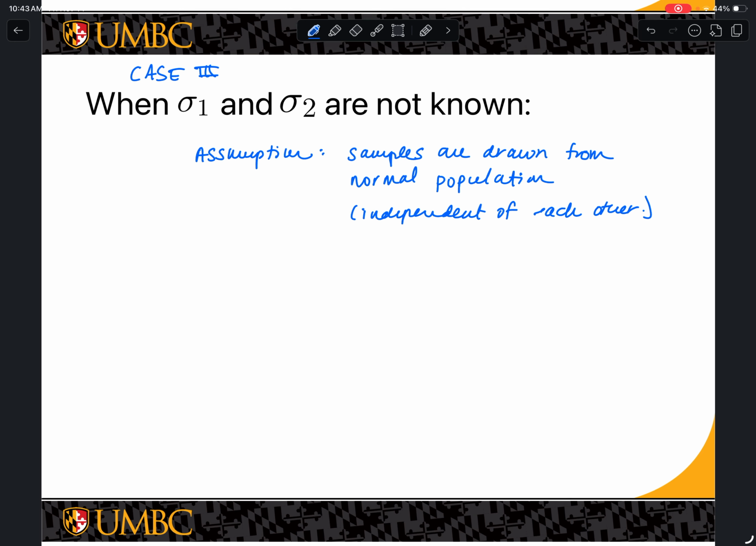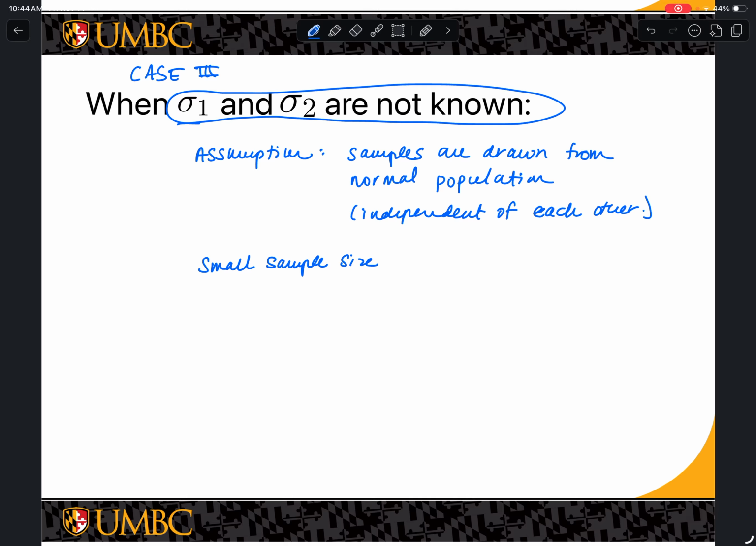They can't have a relationship to each other, and we will definitely be talking about when we have samples that are related to each other later on. The other things that we need for case 3 are unknown sigma 1 and sigma 2, so we don't know what the true population standard deviations are. And this is going to be for small sample size. Because if we had a large sample size, then we could just use case 2, the z-test there. But for a small sample size and for unknown sigma 1 and sigma 2, we need to use case 3.